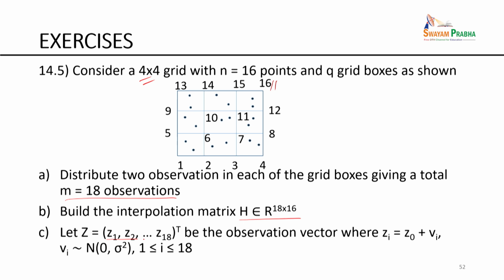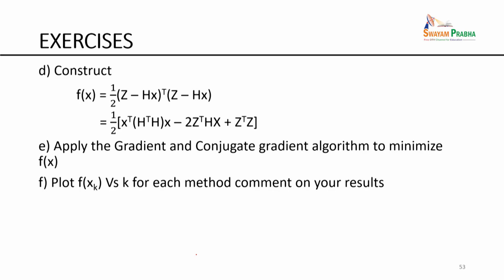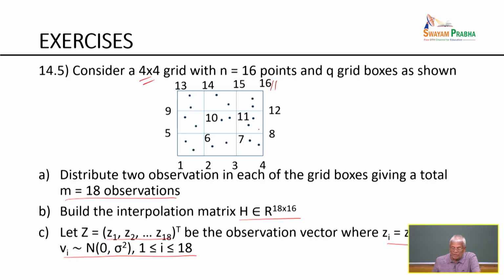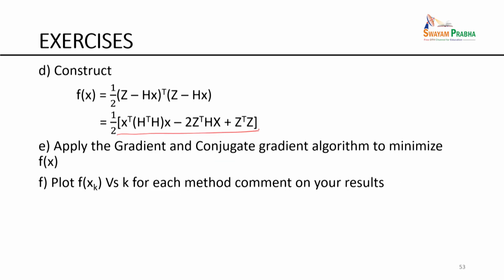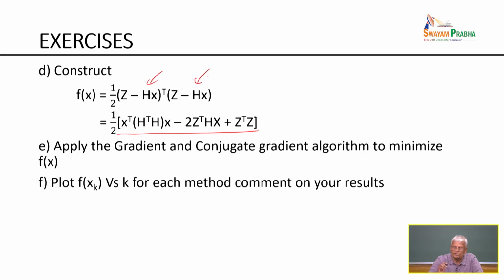Generate 18 vectors of observation and add noise given by Gaussian noise, where sigma square is the variance, which is the parameter. Construct z minus Hx transpose z minus Hx. That means I am trying to give you a practical problem using which you can build your objective function. Here you build the matrix H yourself, nobody gives it to you. So, this is the objective function to be minimized. Apply the gradient algorithm and the conjugate gradient algorithm to minimize this f of x, and plot f of x k versus k for each and comment on your result.